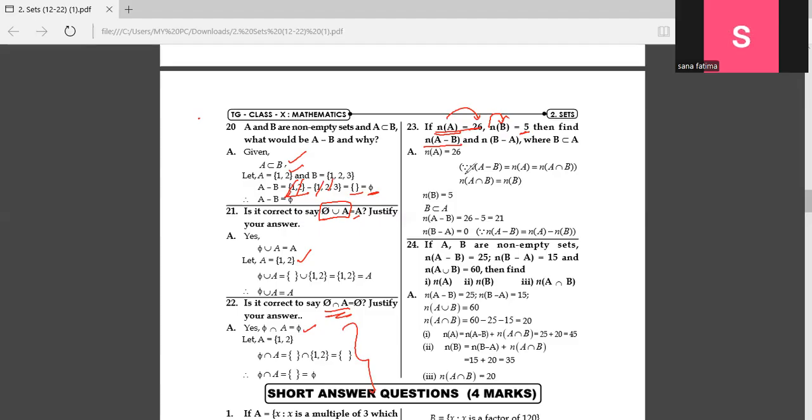N of A minus B, you have to remember. And N of A intersection B. You have to substitute in the formula and you have to do. In the same way, all the problems, you have to substitute in the questions and do.